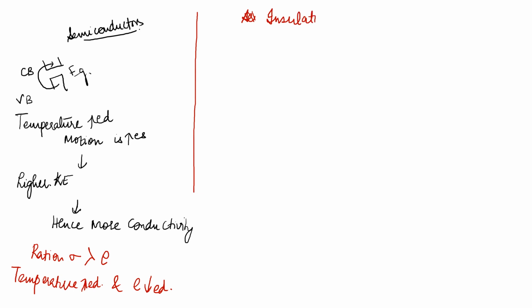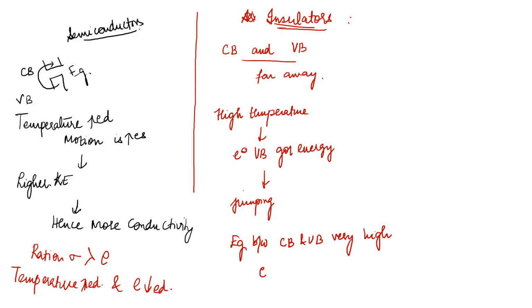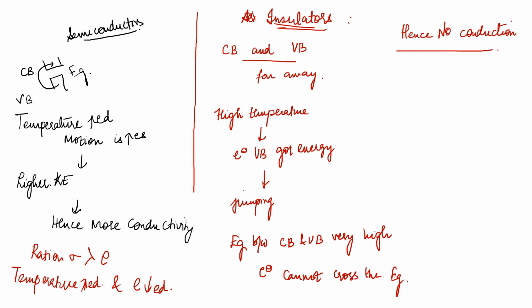Now if we see in the case of our insulators, what happens? In insulators, conduction band and valence band are far away. We provided a very high temperature. Electrons present in the valence band got energy and started jumping. But still Eg between conduction band and valence band is very high. So our electrons cannot cross the energy gap. Hence, no conduction. Hence, in insulators, there is basically almost no flow of charges.